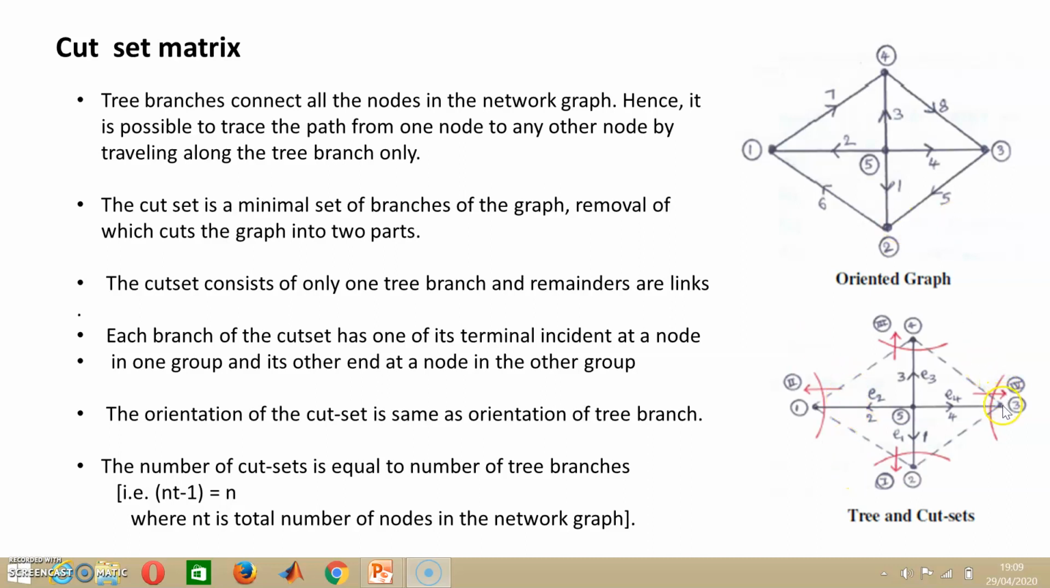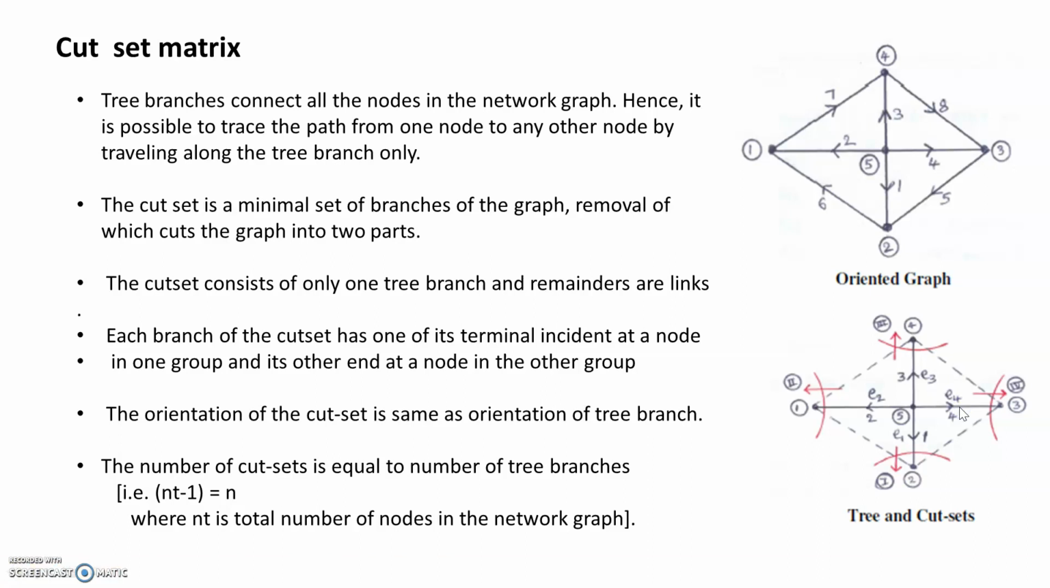And at node number 3, again 3 branches are connected. Among the 3 branches, branch number 4 is a tree branch, whereas branches number 8 and 5 are links. And about node number 2, you can see 3 branches connected, 6 and 5 are links, whereas 1 is the tree branch.